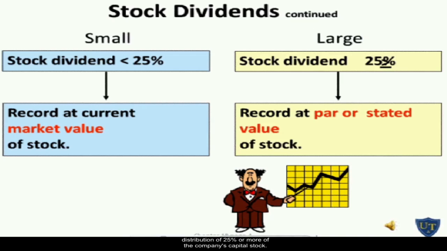And that's a distribution of 25% or more of the company's capital stock. These are recorded at the par value of the stock issued. So this transaction would be a debit to retained earnings for the par value and a credit to common stock or capital stock for the par value of those shares. Notice that both transactions reduce retained earnings and increase contributed capital.